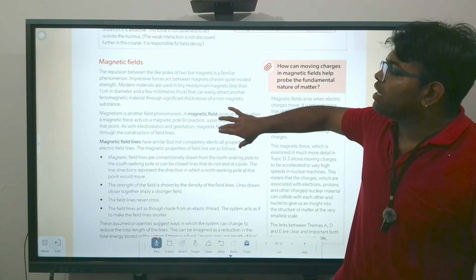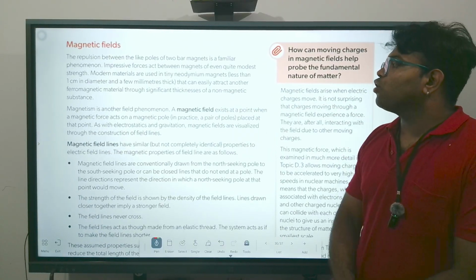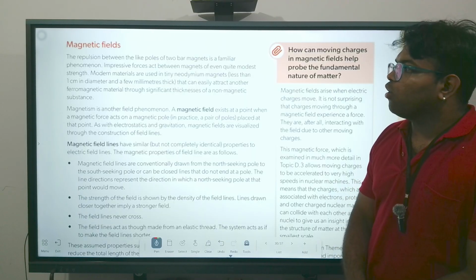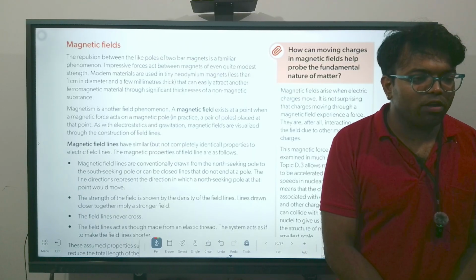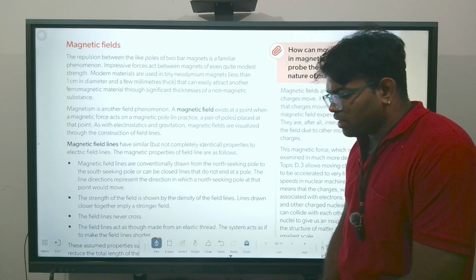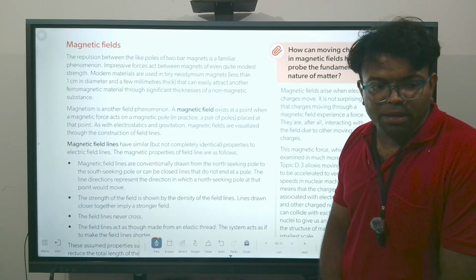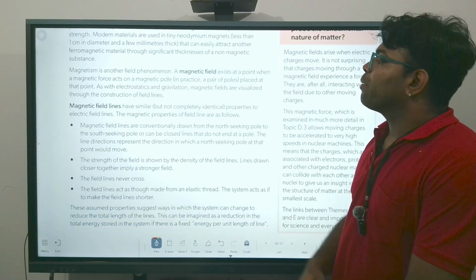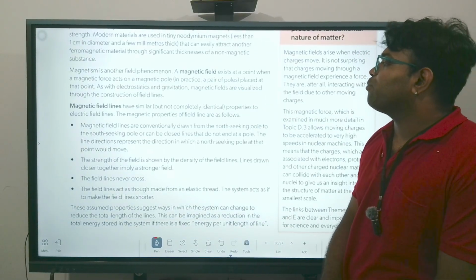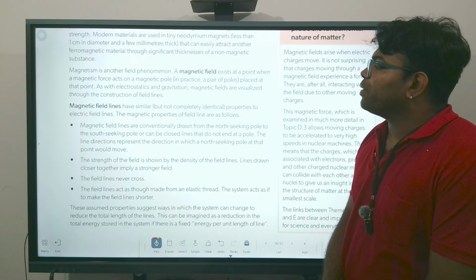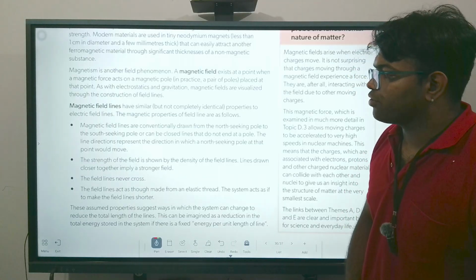Okay, so magnetic field is also a type of non-contact force. It is usually made up of neodymium and all that other stuff. Now we have to understand how to visualize the magnetic field lines. Magnetic field lines have similar but not completely identical properties to that of electric field lines. The properties of magnetic field lines are as follows.